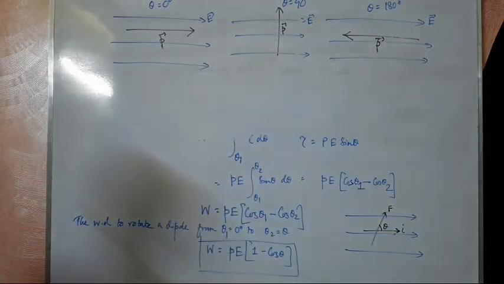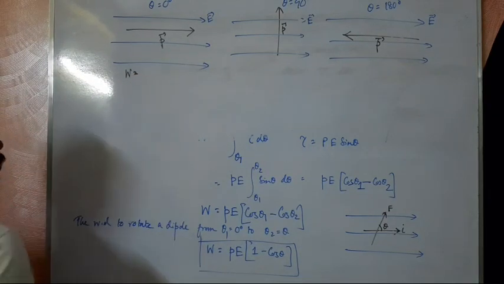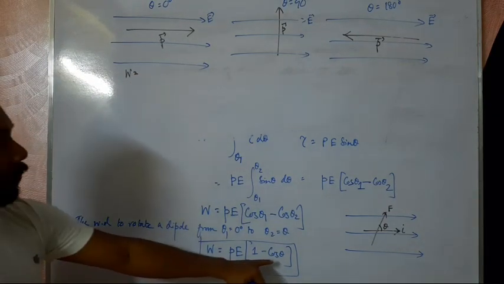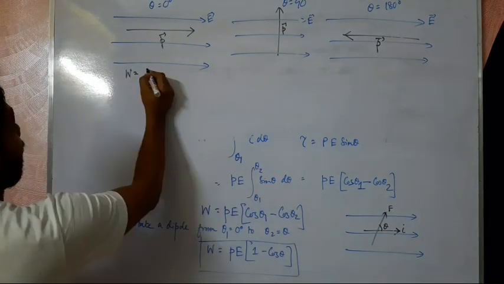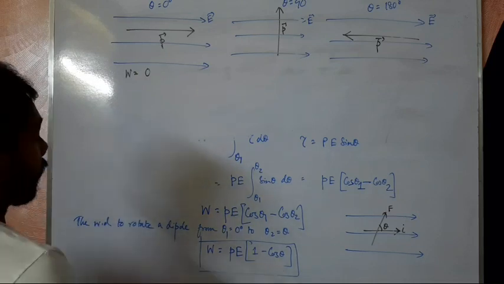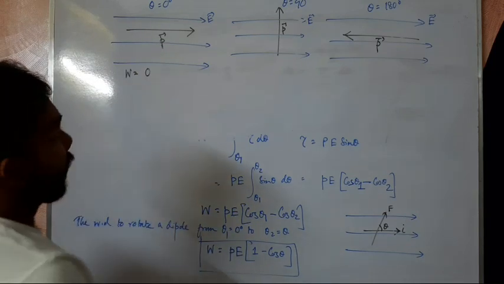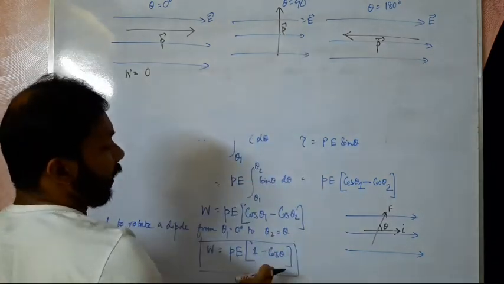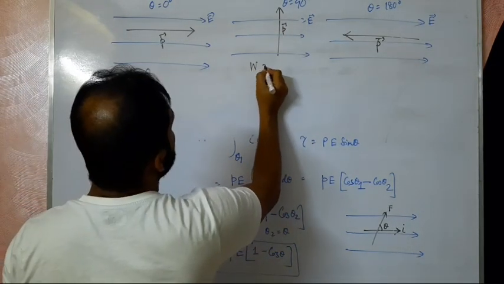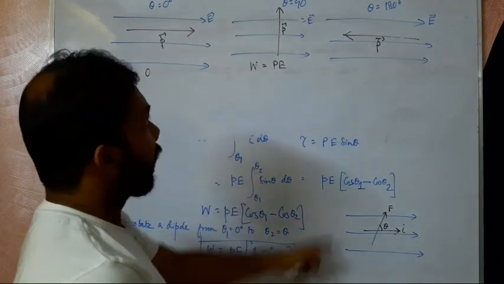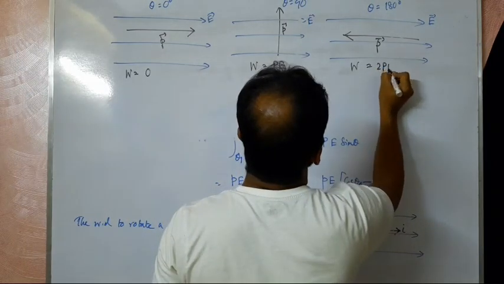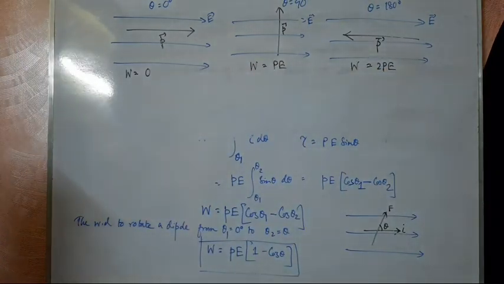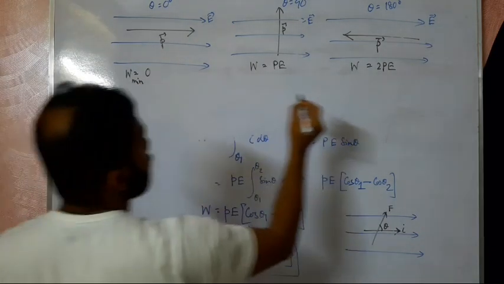So what is the amount of work done here? Put θ equals 0 and you will have the minimum work done, that is, work done is 0. Put θ equals 90 degrees, the work done will be PE. Put θ equals 180 degrees and the work done will be 2PE. Now this is the minimum work done, and this is the maximum work done.